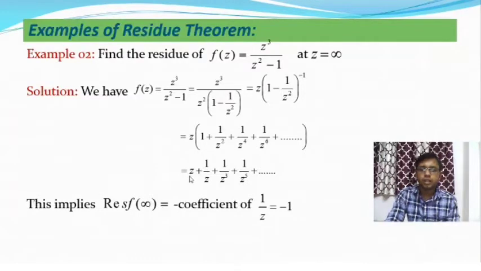So therefore the coefficient of 1 by z is actually minus 1. So therefore the residue at infinity is equal to the minus of the coefficient of 1 by z, and this is equal to minus 1.